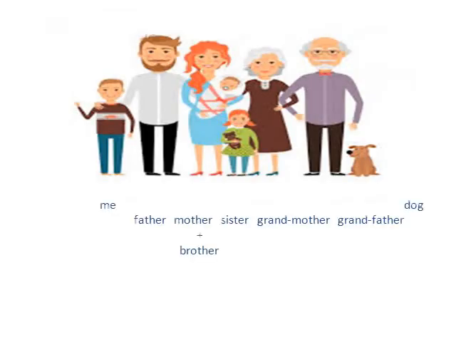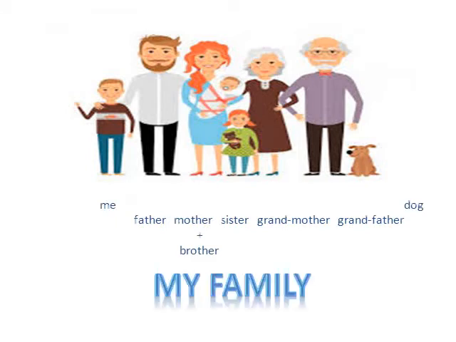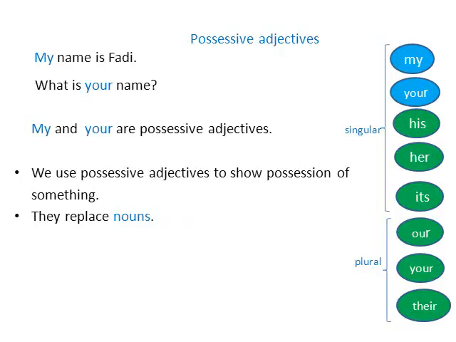This is my family. This is me. My father, my mother, my brother, baby, my sister, my grandmother, my grandfather, and my dog. My name is Fadi. What is your name? My and your are possessive adjectives.